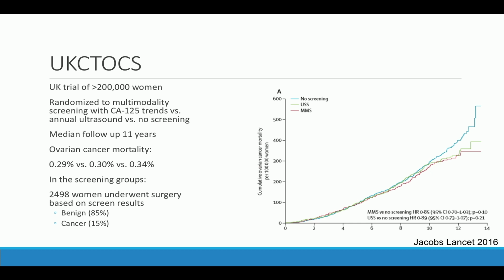Additionally, in the screening groups, almost 2,500 women underwent surgery based on their screening results. Of these, only 15% had cancer. So 85% of these 2,500 women are getting a surgery for a benign indication that was picked up on screening. And so that positive predictive value probably isn't good enough.